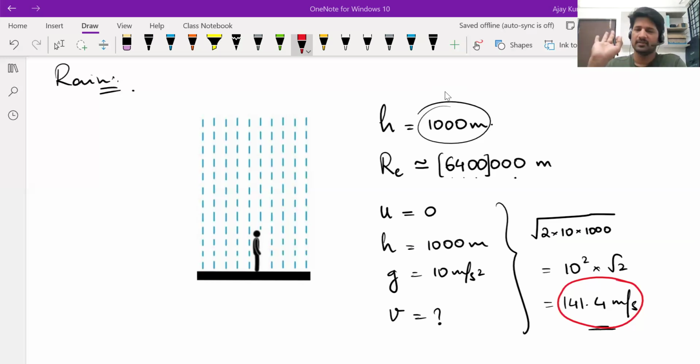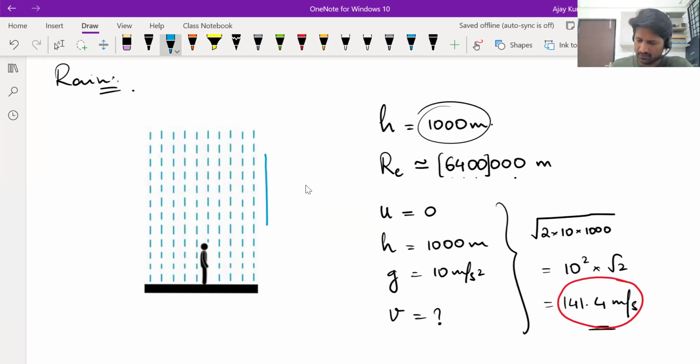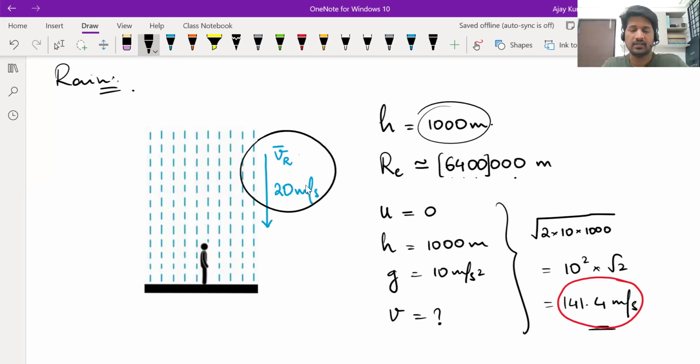Anyway, this is just to show that a rough estimate can be made. But if you include air resistance, there will be a significant change in the answer. Let it be. So let's say raindrops are falling vertically down. There's no wind or anything on that particular day. They are falling vertically down with a speed of 20 meters per second. That's the velocity of rain. Can one of you tell me how to write this velocity as a vector in terms of i cap, j cap?